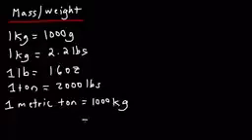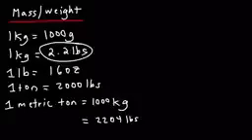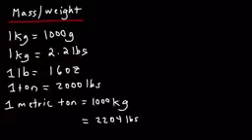It's also equal to approximately 2,200 pounds. And for those of you who want a more exact value, it's really 2,204 pounds. 1 kilogram is 2.204 pounds, but you could use 2.2 pounds as a rounded value. So those are some common conversion factors that you want to be familiar with when dealing with mass or weight.